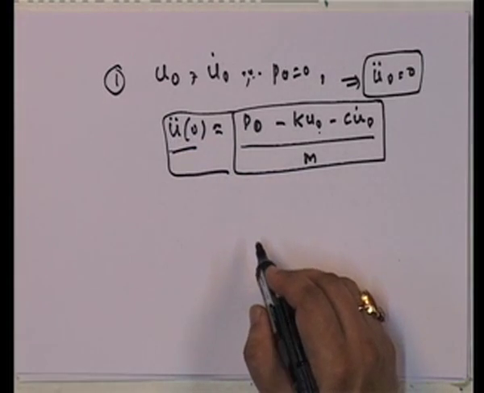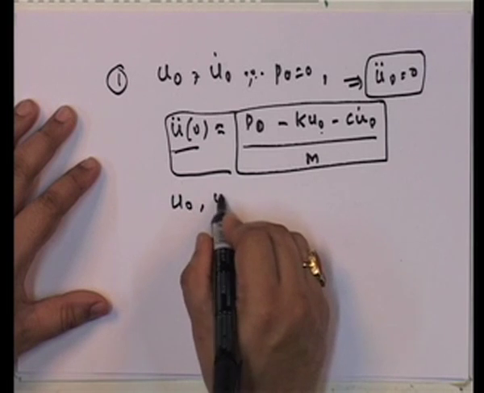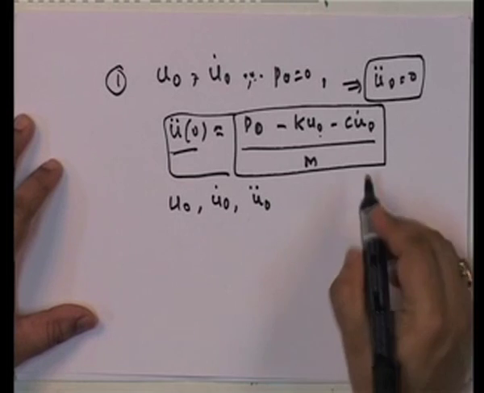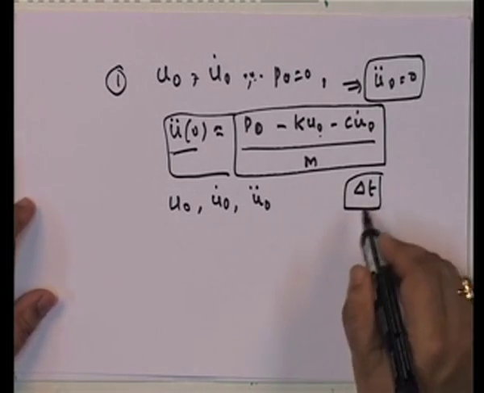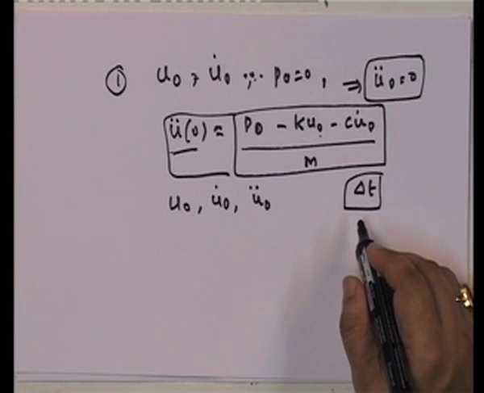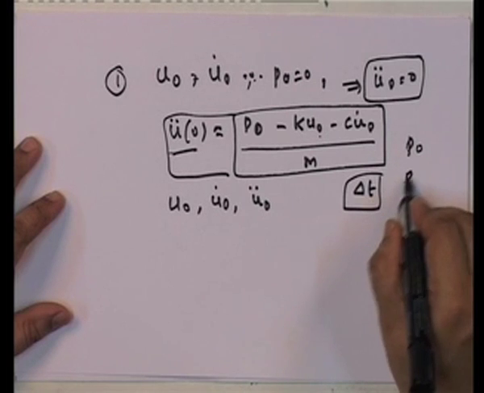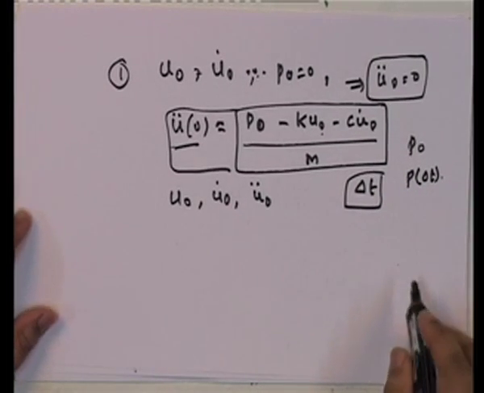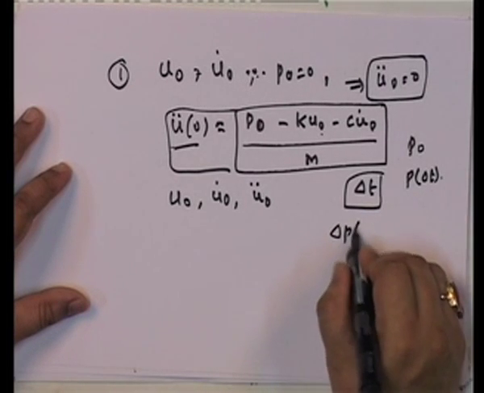Okay. So, this is my initial conditions where I know u 0, u dot 0 and u double dot 0. Now, I have my delta t for marching. Because why? Because I already have defined my p 0, then I know p at delta t. I know all of those terms, right. So, now what is delta p of t?